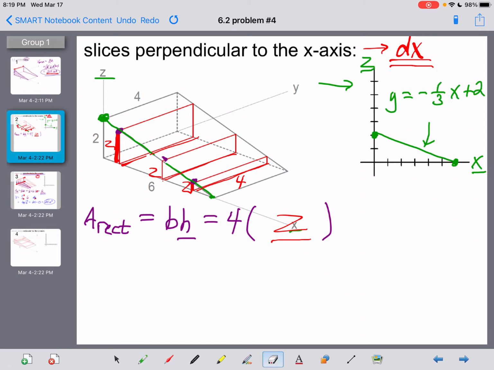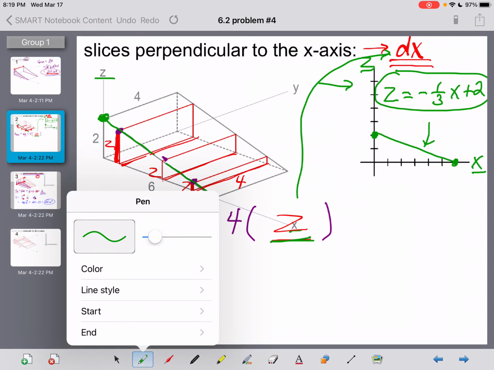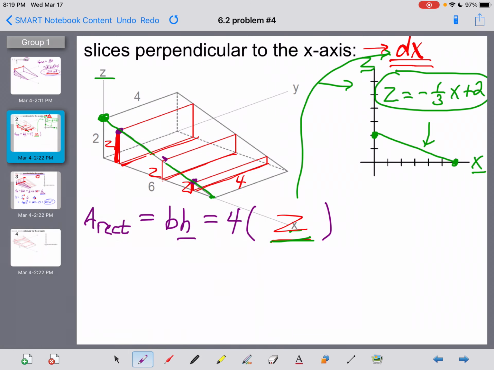Well, guess what? 90% of that is still correct. But instead of your y-coordinate being given to you by that expression on the right, that is now your z-coordinate. And this equation right here gives you the connection you were looking for. It allows us to take a z-coordinate and express it in terms of x, which we have to do in this problem because we're integrating with respect to x. So the area of each one of these rectangles is going to be 4 times, not z, but -1/3 x plus 2.